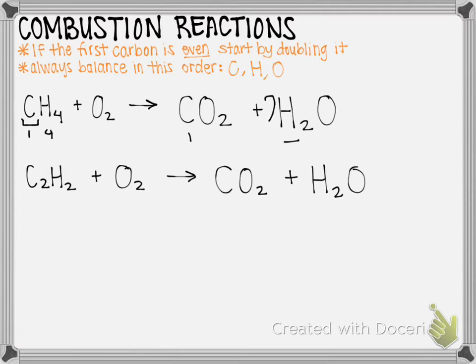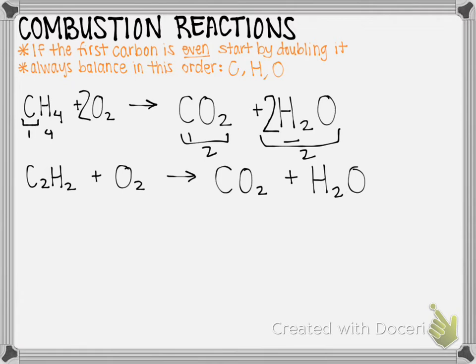So we need to make this 4. So 2 times 2 is 4. And then the last one you do is your oxygen. You've got 2 oxygen coming from here, and you have 2 oxygen coming from here. So you have a total of 4 oxygen on the product side. So you need 4 oxygen on the reactant side.